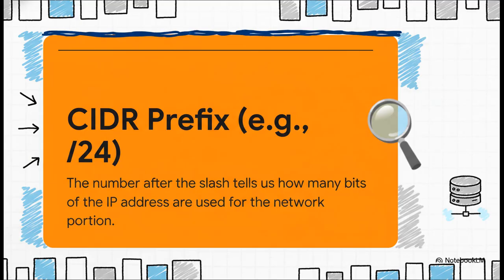So what's that number actually mean? It's just a count. It's that simple. A /24 just means that the first 24 bits of the IP address belong to the network portion. That's it. It's just a super efficient way of telling everyone, hey, this is where the boundary line is.